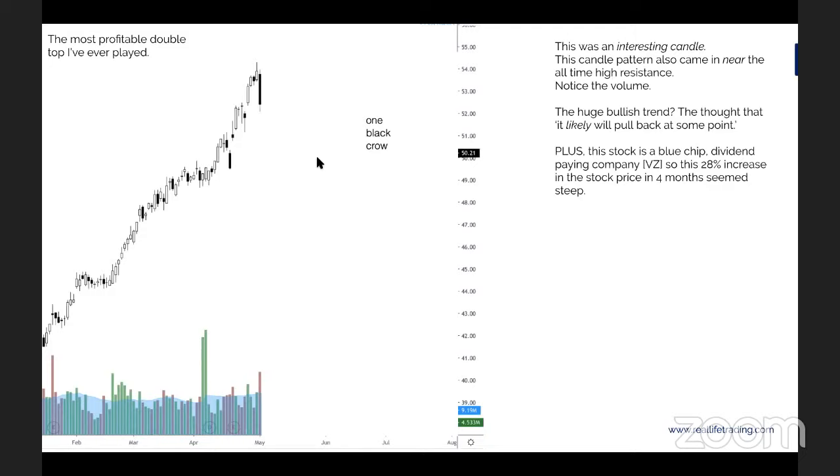So one black crow. That's what this particular candlestick pattern is called. A lot of volume. It's up there. It's near an all-time high. It's up there. All right. Now, am I buying all the puts right now? Am I getting in short? Am I just loading the boat? Is this the boat loading? No. In hindsight, yeah, sure. But maybe.